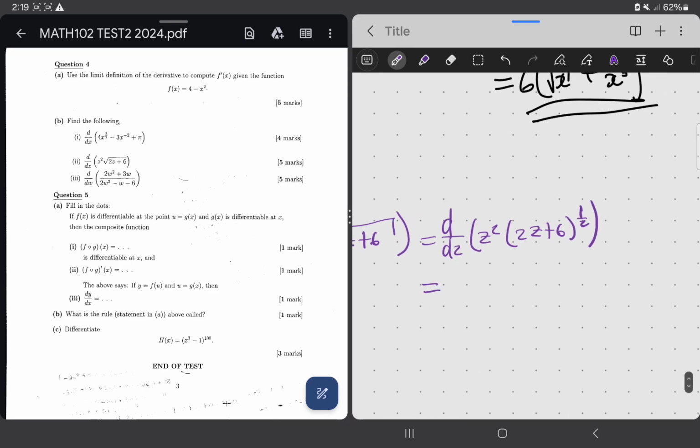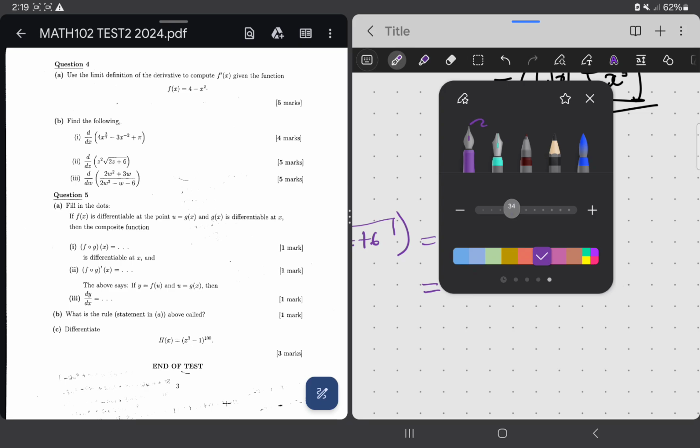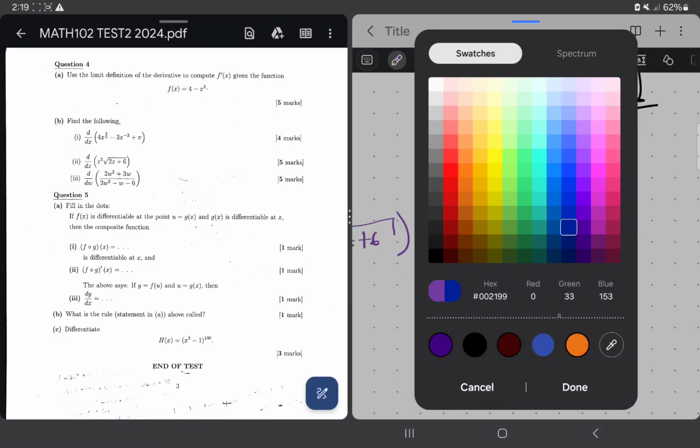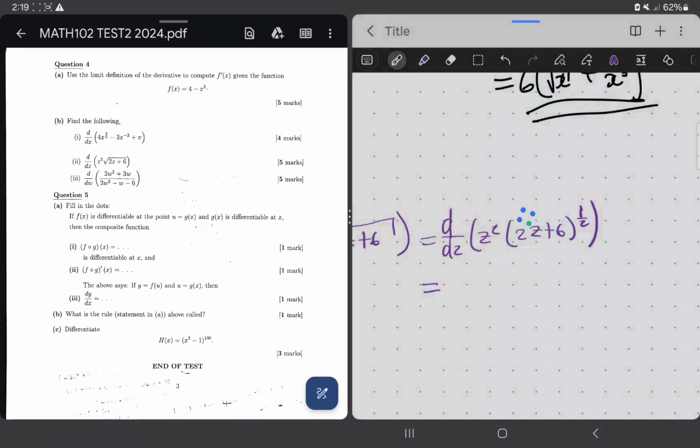Now, what do we have when we've seen anything like this? We have z squared and we have this. How do we get it? This is the product rule. These are two different things that are actually multiplying. We have a z squared and we have this 2z plus 6 to the power of half. Now we can never make them multiply before we have done the power.